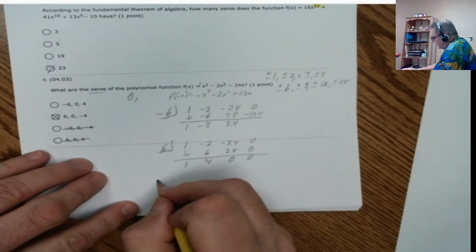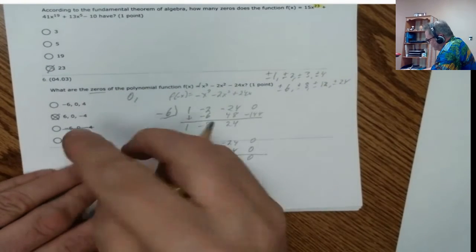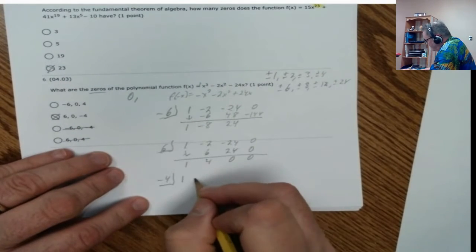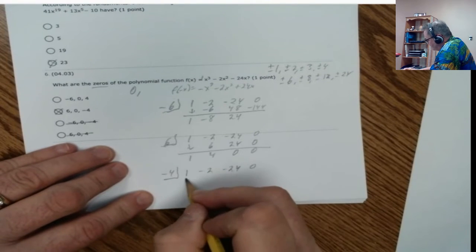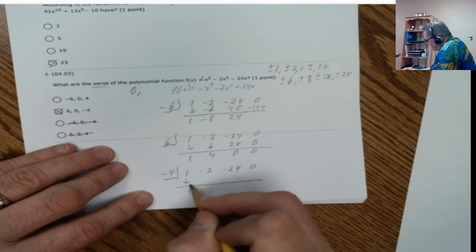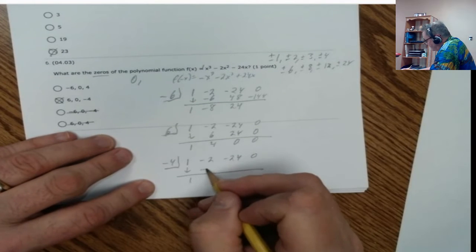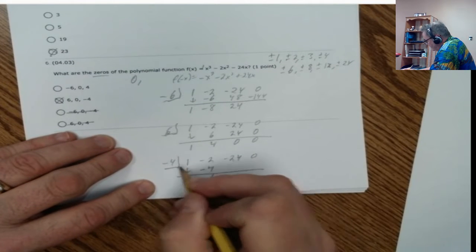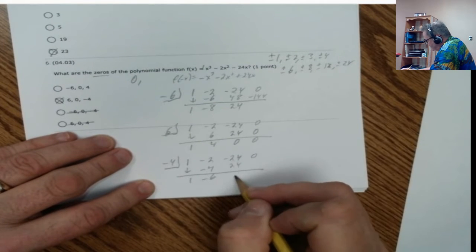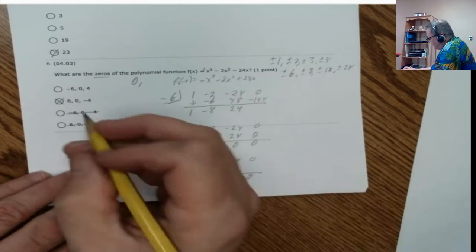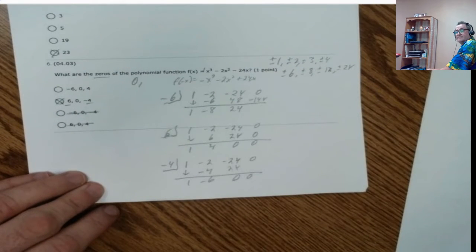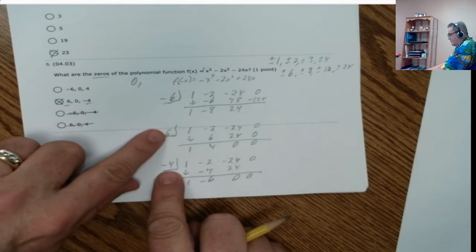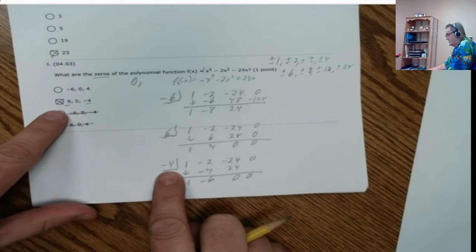We're going to check negative 4 just to make sure. Maybe we ruled something out by mistake we shouldn't have. Okay, bring the first one down. 1. 1 times negative 4 is negative 4. Negative 6. Multiply those together. Positive 24. Yeah, all of those work out. Remainder 0. So negative 4 and 6 are the other two zeros.